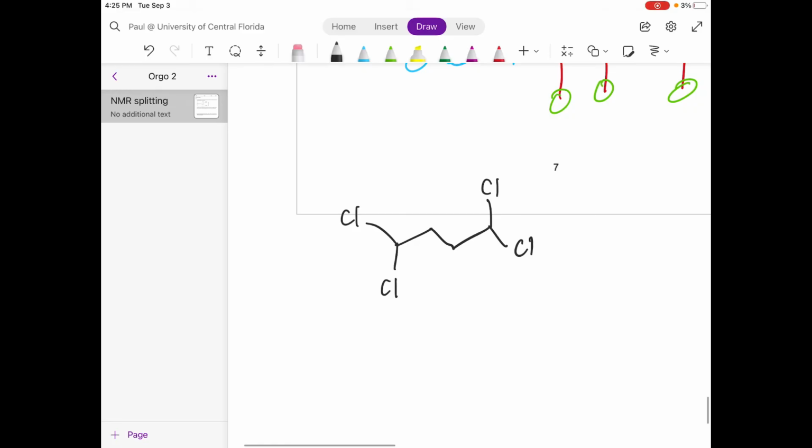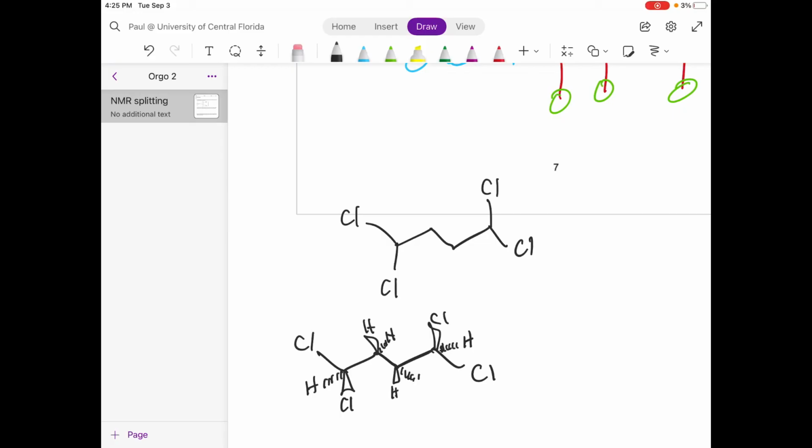So now we have to make sure we understand the stereochemistry. So we're going to redraw that molecule to help us understand some stereochemistry here. Like that. Okay. And then we have some hydrogens here. Like so. Okay.